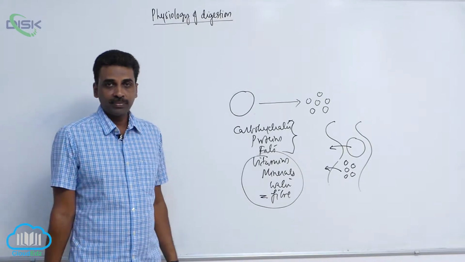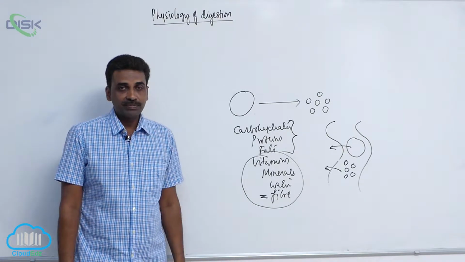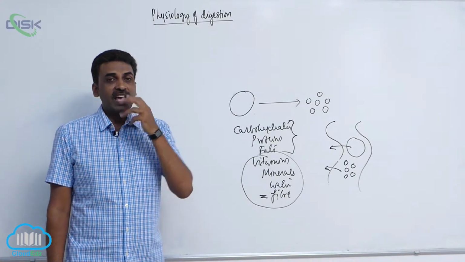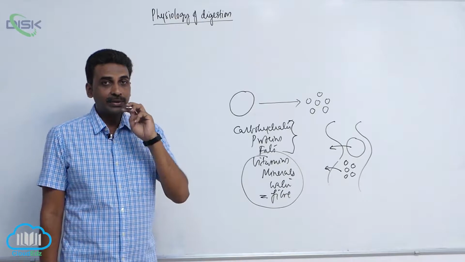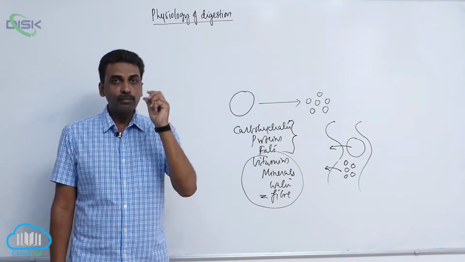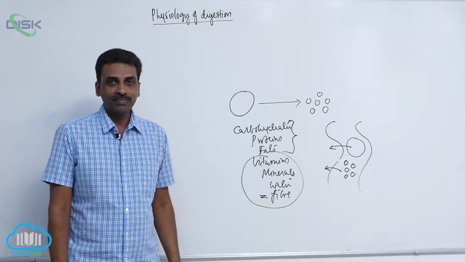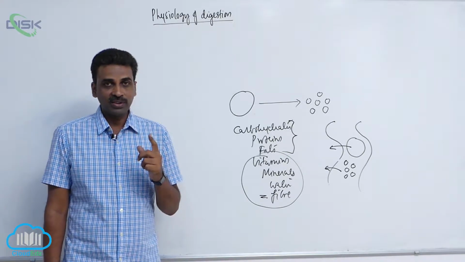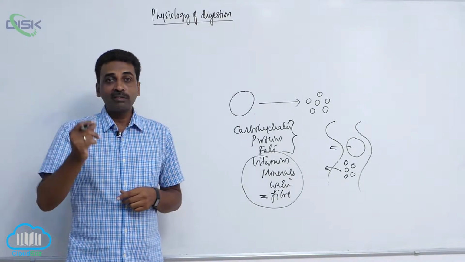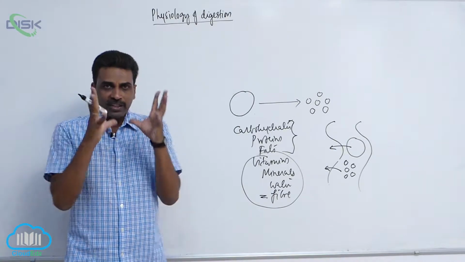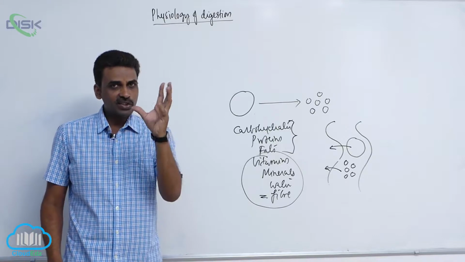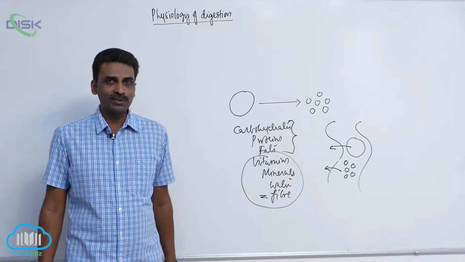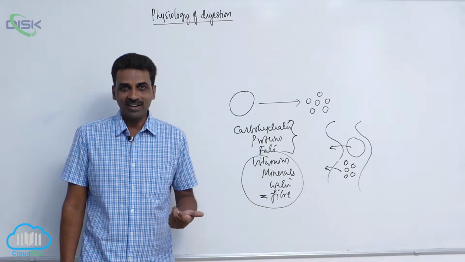Two things. Mechanical digestion means, in the mouth cavity, with the help of teeth, the food materials are broken down. Inside the stomach, the muscles present inside the wall of the stomach and also inside the wall of the intestine, when they contract, particularly inside the stomach, cause churning movements of the food. So that is called mechanical digestion.